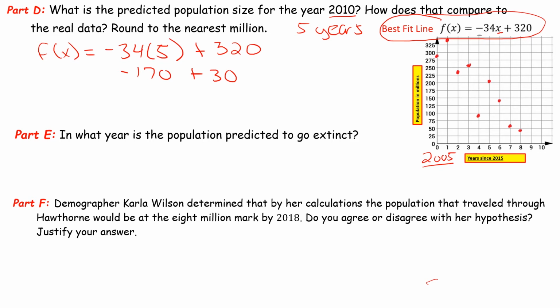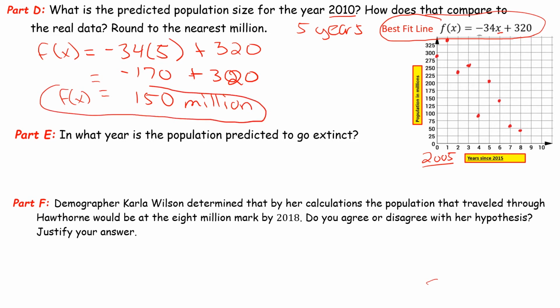And minus, that should be 320. Plus 320, that is 150. And so it is in millions, and so it would be around 150 million for that prediction there. All right. Next, part E, in what year is the population predicted to go extinct?